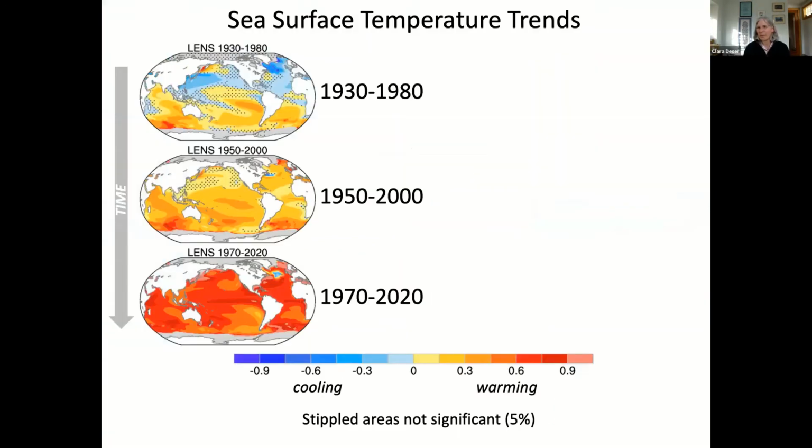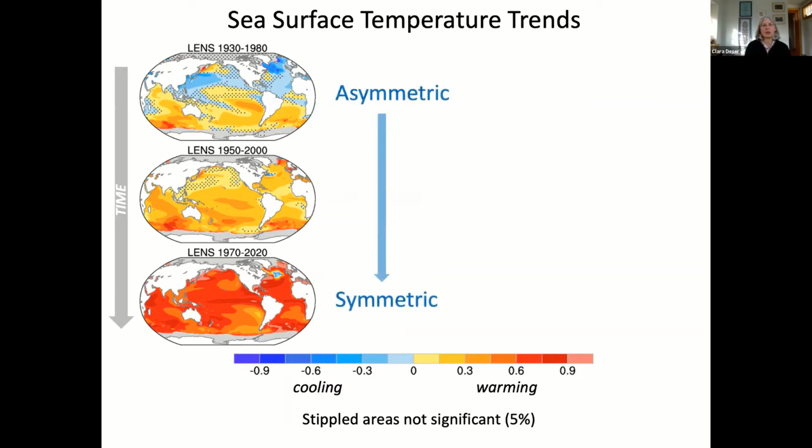Okay, so we're going to look at a bunch of maps, and I'll just describe what they are, and then we'll get familiar with them. These maps are the sea surface temperature trends for these three overlapping 50-year periods in the last roughly 90 or 100 years of the historical time period. You see the color bar at the bottom, and the stippled areas are areas where the trends are not significant according to a Student's t-test at the 5% level. So, of course, the evolution of the patterns and magnitudes of sea surface temperature changes.